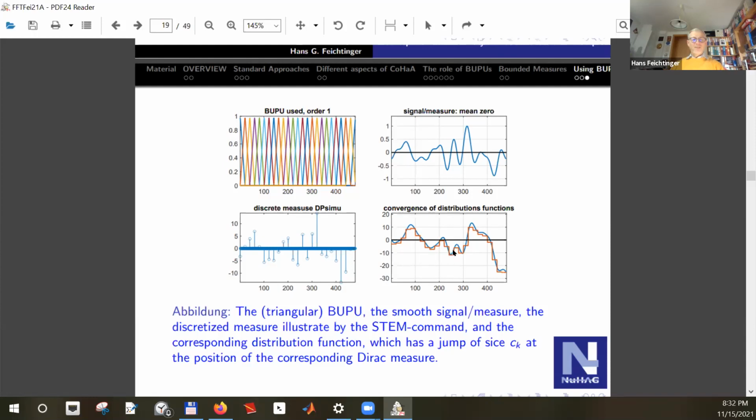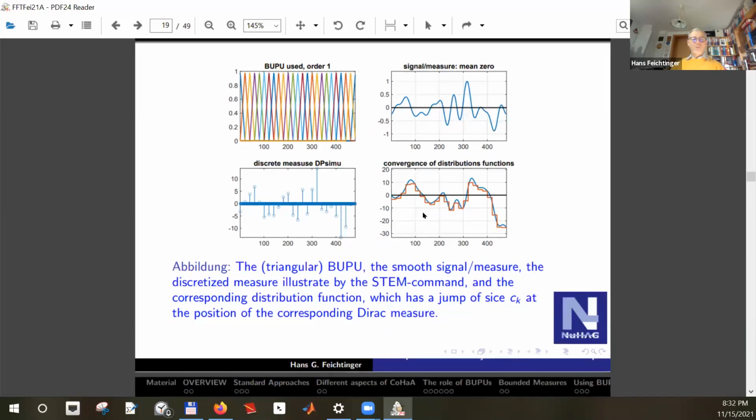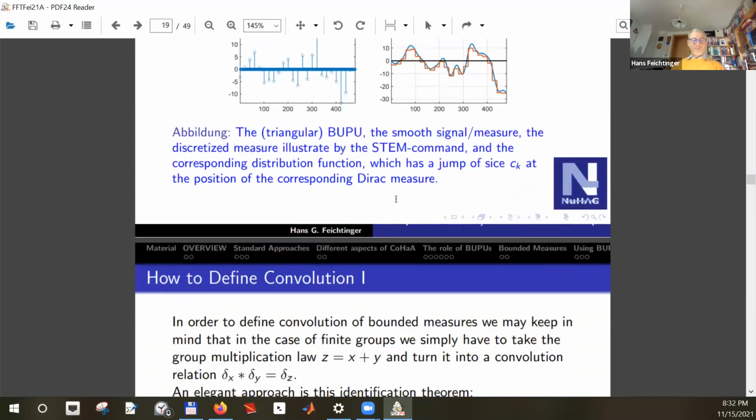And you see that you would say, oh, he's just taking a step function approximation of the distribution function. I think that's the reason why it's called weak or weak star convergence. We are living in the dual space, and it's weaker than ordinary convergence and so on.